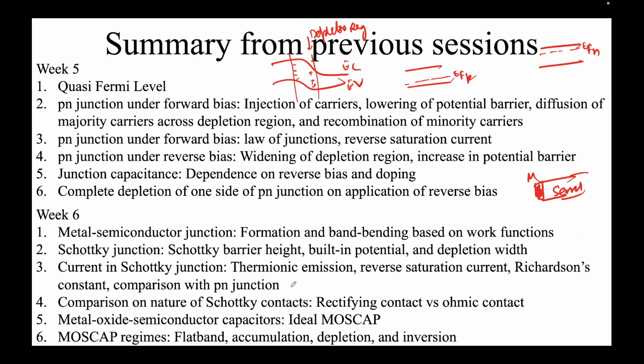The current in a Schottky junction we saw was determined by thermionic emission, and there is a reverse saturation current, a similar thing to a PN junction, but this time it's different. The temperature dependence is different. The Richardson constant comes into the picture, which is one of the key differences. That's what I mean to say. And the Schottky contact can be of two flavors depending on how the bands are bending: rectifying and ohmic.